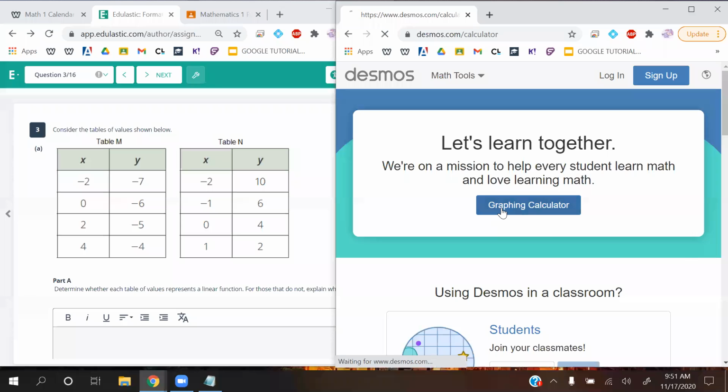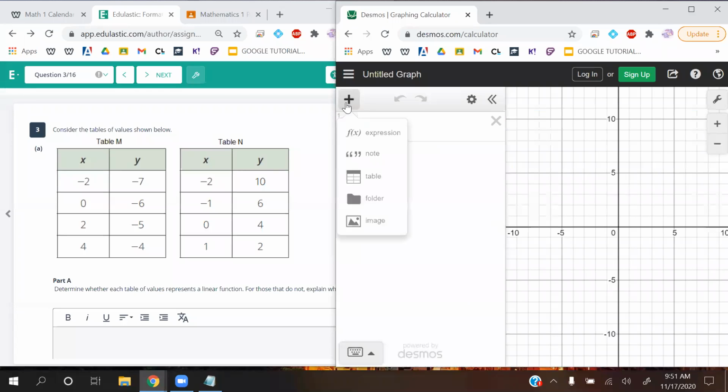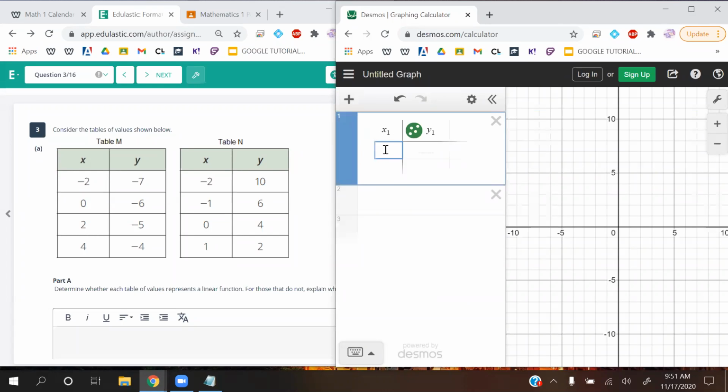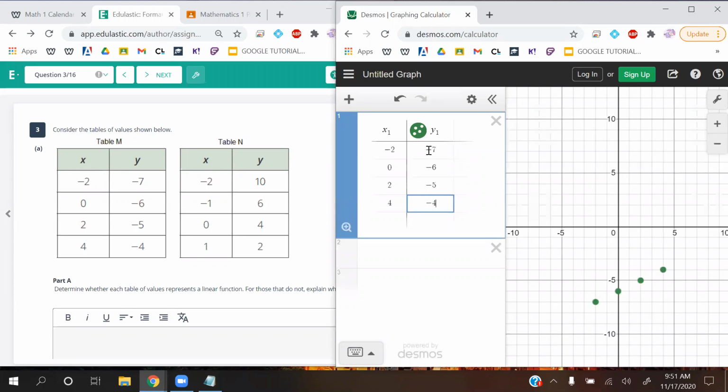Okay. I'm going to add a table. We've done this before. We've made a table. -2, 0, 2, 4. -7, -6, -5, -4. Okay, look at those dots. Do they make a straight line?